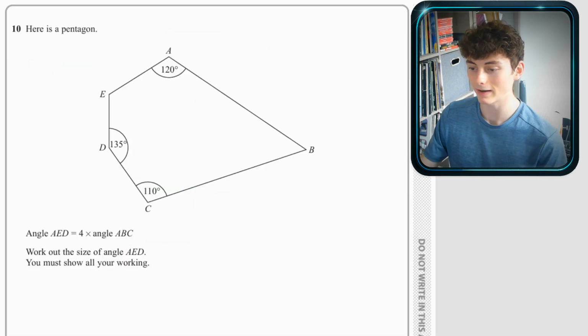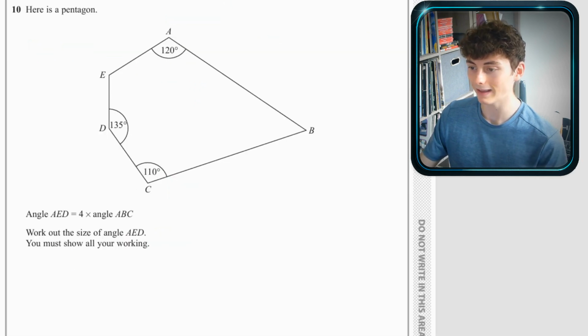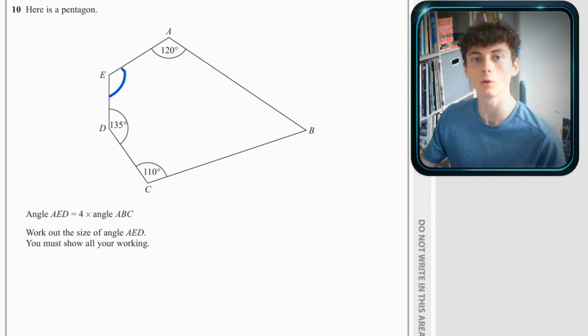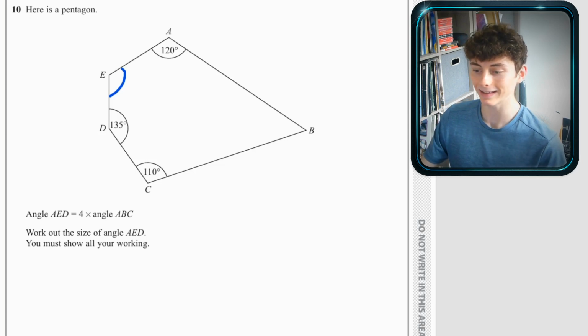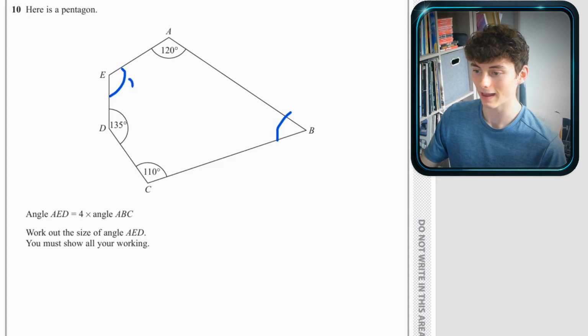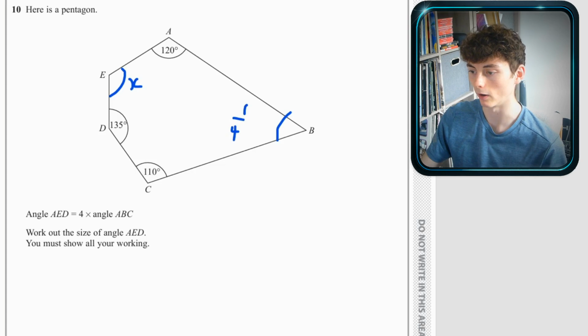Okay, question 10, a pentagon. We'd find the angle of AED, which is this one here. The thing you need to know about a pentagon is its internal angles add up to 540. We're also told that AED, the one we're trying to find, is 1/4 of ABC, this one here. So once again, let's bring the algebra in. We have this is x, and ABC must be 1/4 of x.